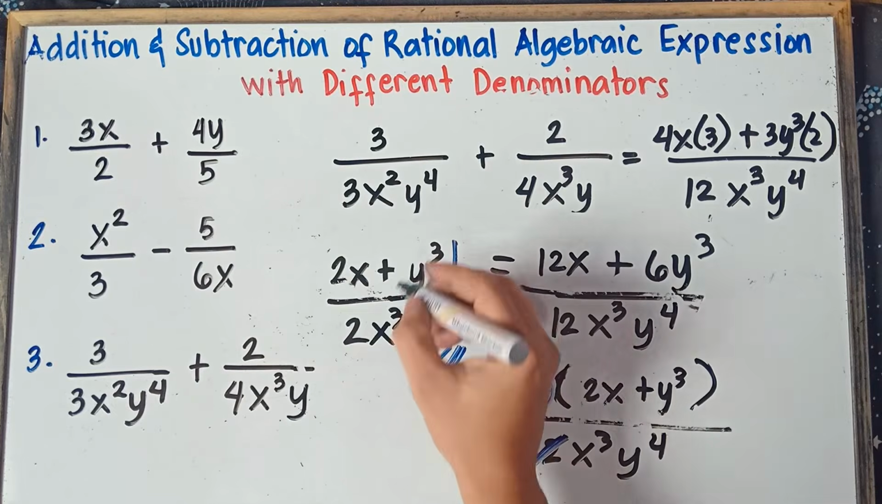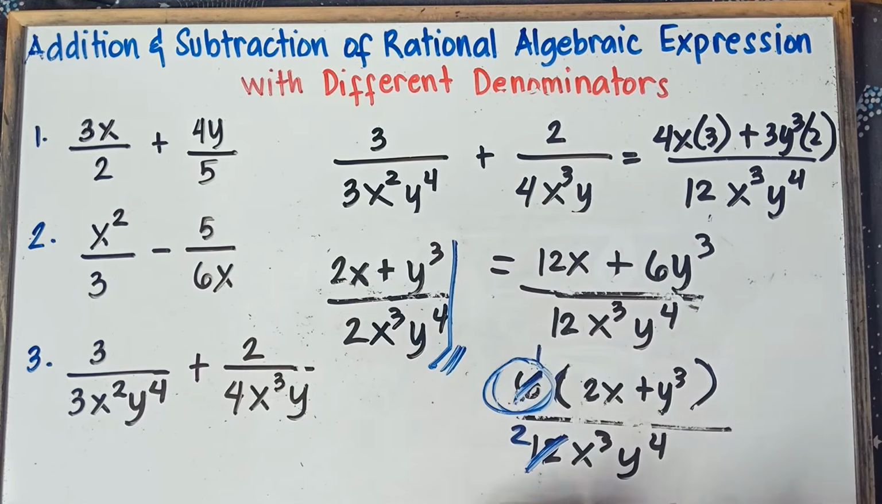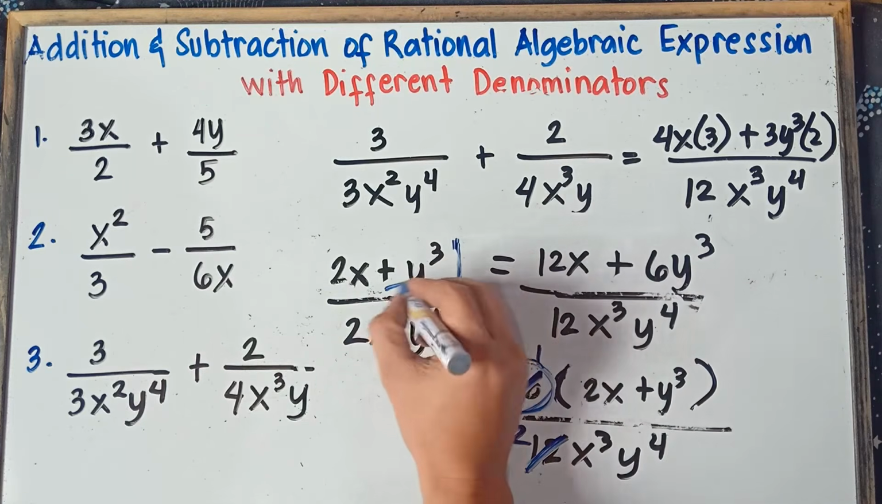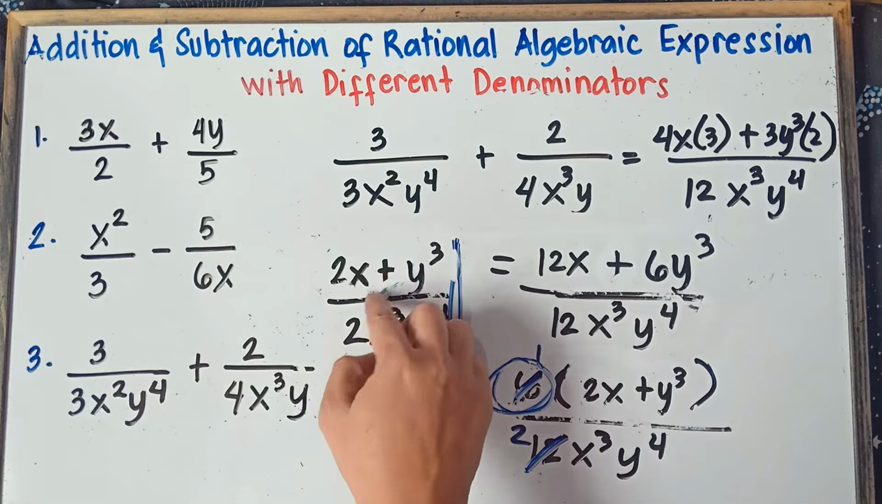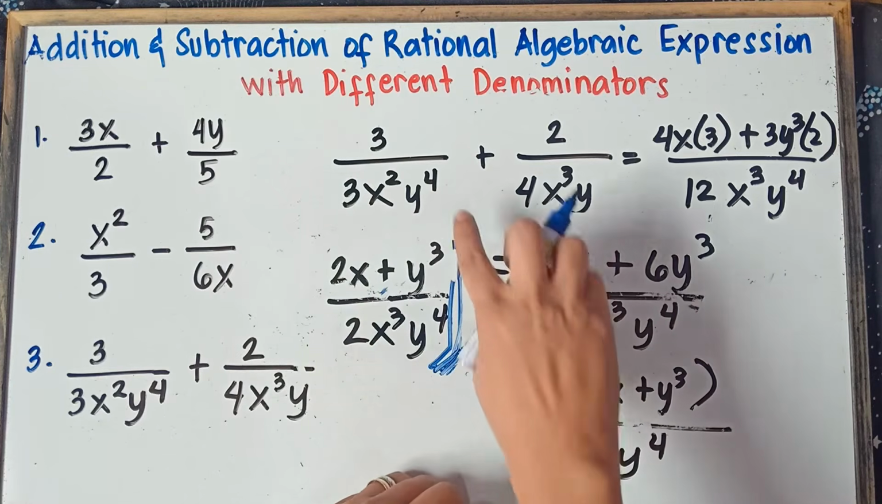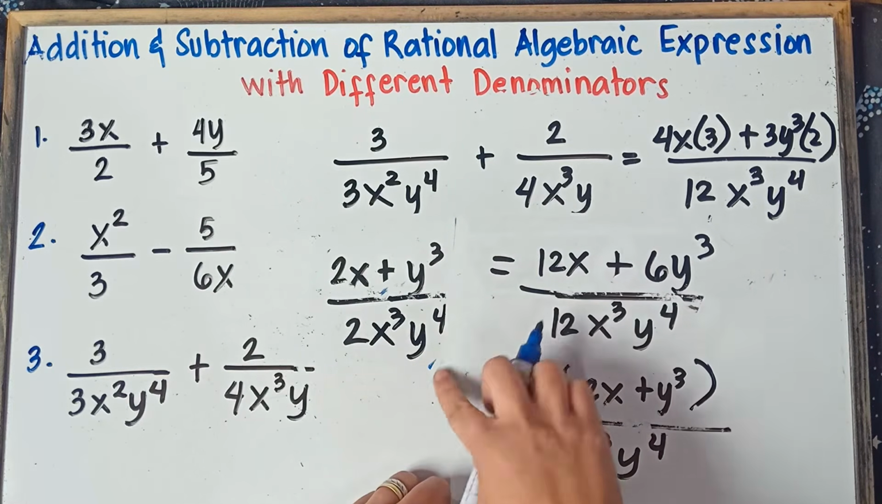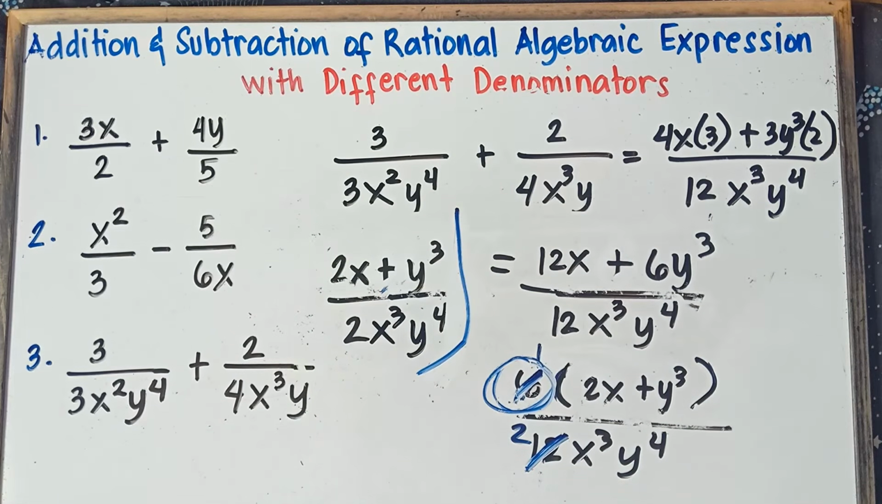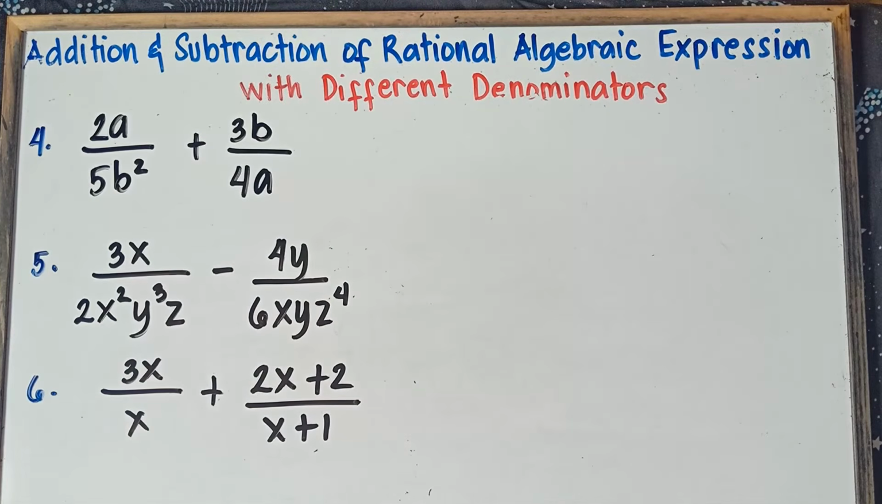You can never factor out 2 and then 1. The greatest common factor is only 1. So, never divide this one, class. Just think of it that way, class: never divide this one because you have a plus sign. Alright, so this will be our final answer, class, with regards to example number 3: 2x plus y cubed over 2x cubed y raised to the power 4. So, let's proceed now to example number 4.